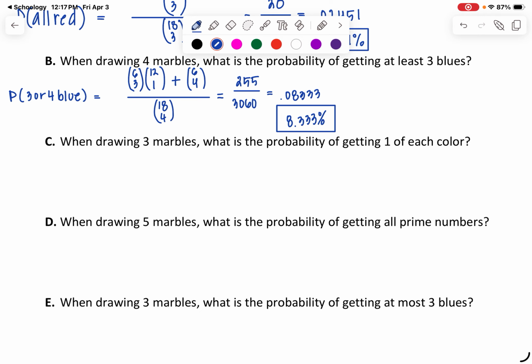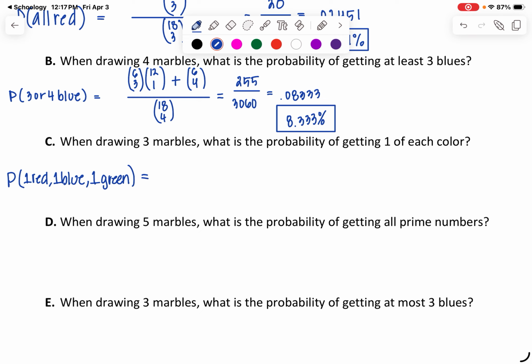All right, when drawing 3 marbles, we're back to 18 choose 3 for the denominator. What is the probability of getting 1 of each color? So the probability of getting 1 red, 1 blue, and 1 green. So one way that people accidentally do this wrong is that they'll do 6 over 18 times 6 over 18, or 6 over 18, or 1 out of 3 times 1 out of 3. And they'll say, oh, it's 1/9.